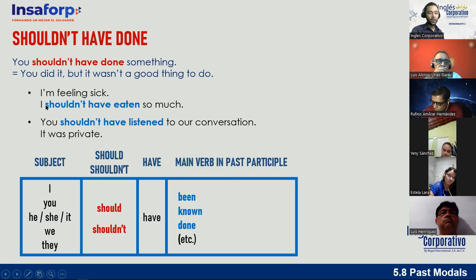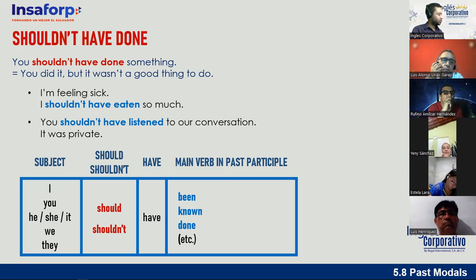Fíjense acá, ¿verdad? Should es un modal. Por lo tanto, según las reglas que hemos estudiado, después solamente puede ir un verbo en forma base. O sea que siempre vamos a ocupar have para esta estructura. Should have, shouldn't have. Okay, siempre.